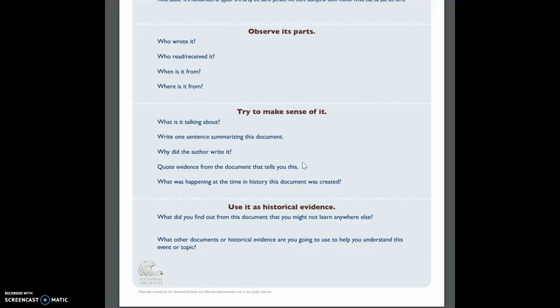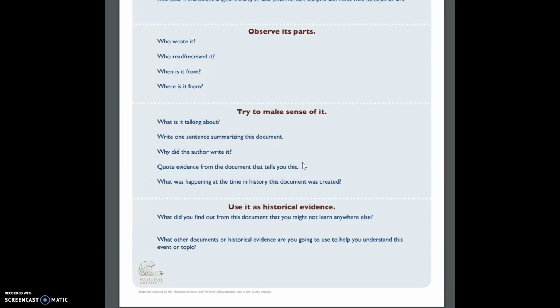And then you want to put this document into context. You want to make sense of what is in the content of this document. So think about, what is this document talking about? What is its purpose? Then you want to write, after you're finished reading the document, look over it again, and write one sentence summarizing the contents of this document.